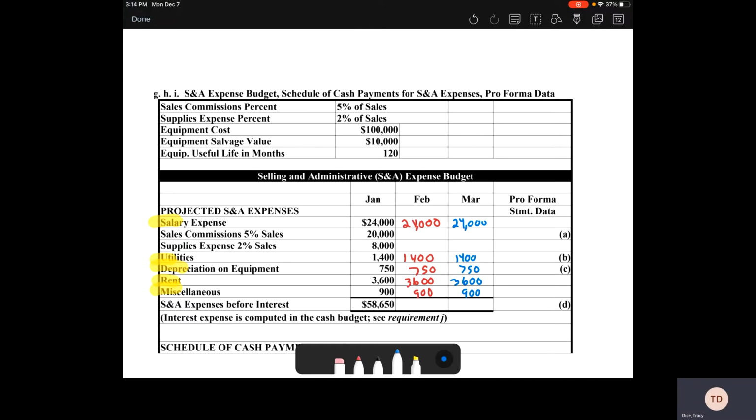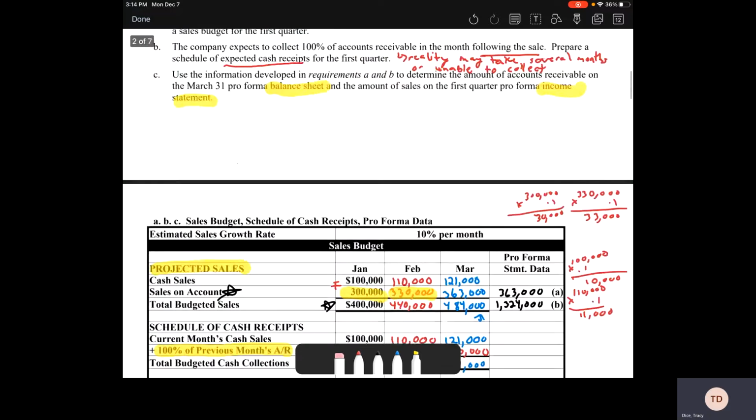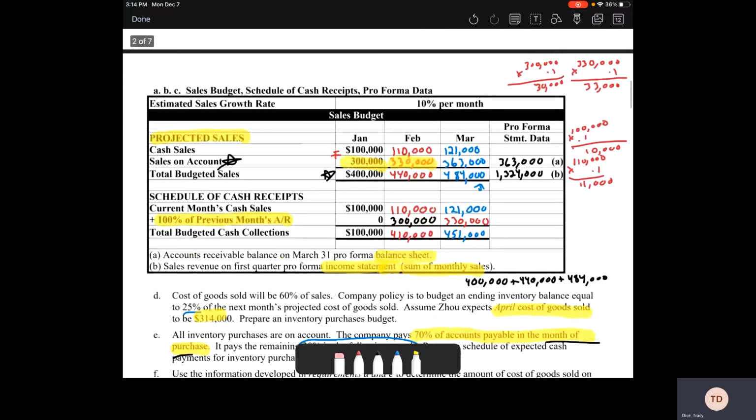All right. So now what we've got to figure out is the sales commission and our supplies expense. We see that our commissions are 5% of our total sales. Well, that means we have to go back to our sales budget. We see that we budgeted in January 400,000. If you take 400,000 times 5%, you find that it's going to be the $20,000 that we budgeted in January. So the other numbers that we need are this 440 and the 484.